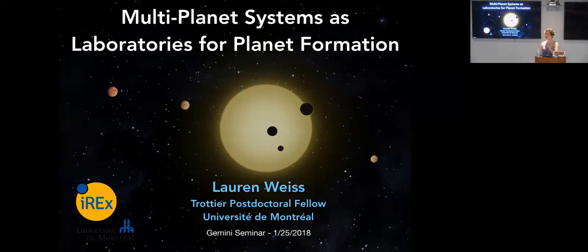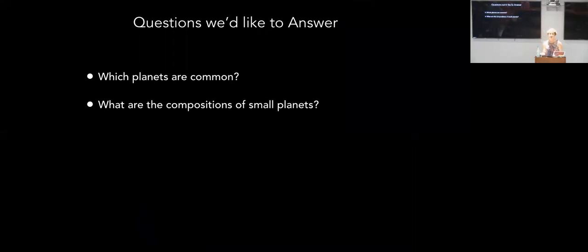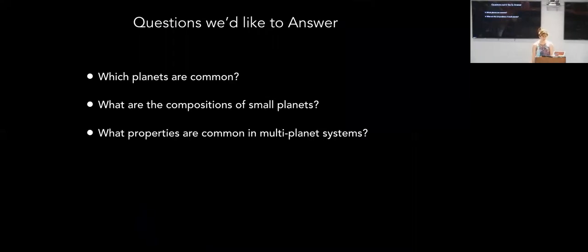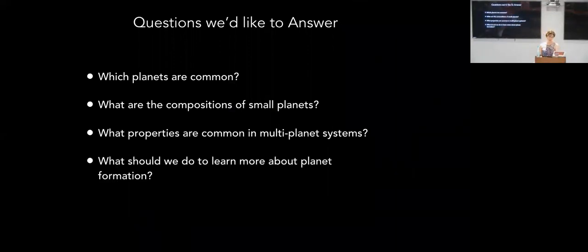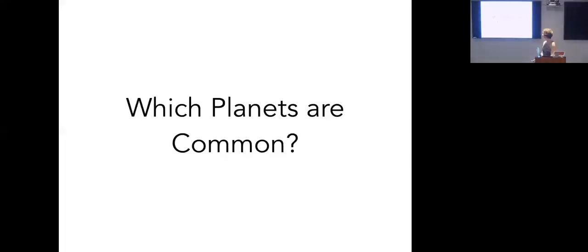So I'm Lauren, and today I'm going to talk to you about how I use multi-planet systems as laboratories for understanding planet formation. So there are a few questions that motivate me. The first of which is which planets are common? And then what are the compositions of planets, especially small planets? I'm also interested in what properties are common in multi-planet systems. And I'm going to finish the talk with, as I described it at lunch, my fantasy lineup of how to use the Mauna Kea telescopes in the era bridging TESS to James Webb. All right, so let's get started.